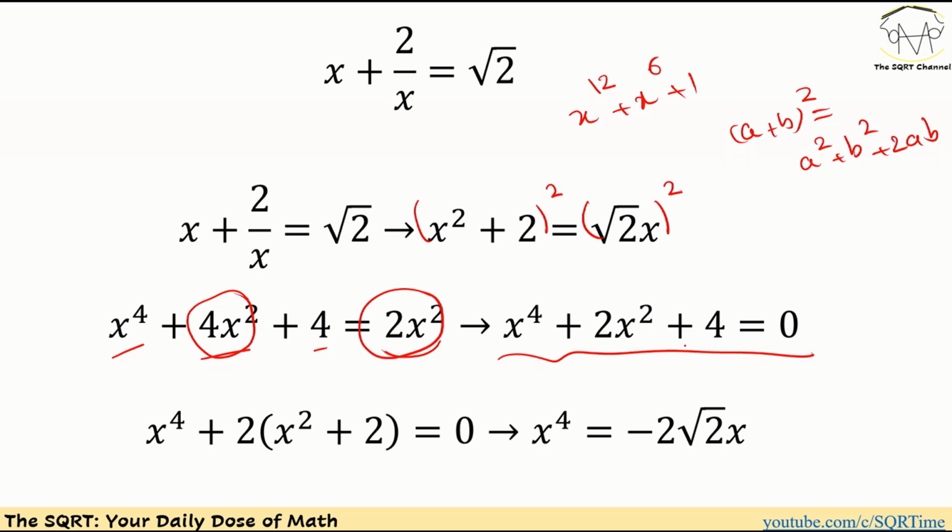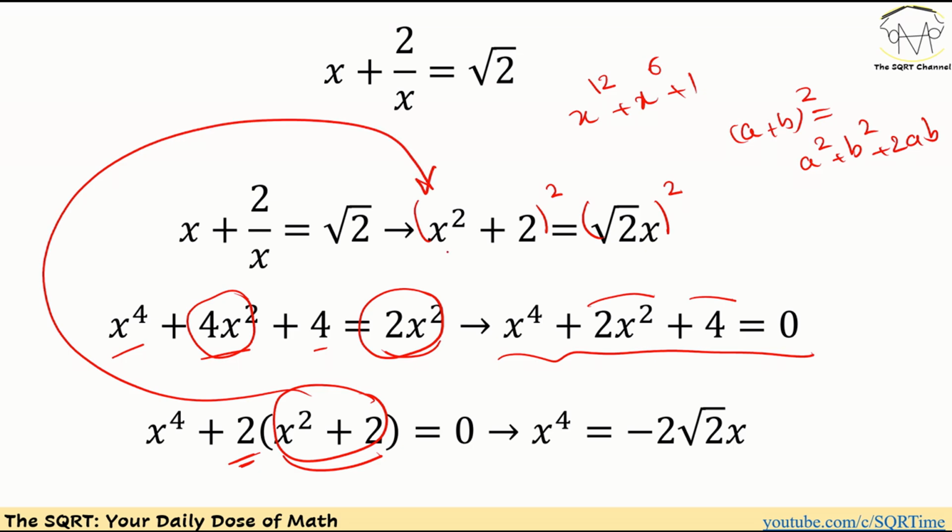I cannot easily simplify this, but there is a trick here. First, I'm going to take 2 from the second term and third term. If I do this, I will have x squared plus 2, and remember, I already know what I can do with x squared plus 2. To do this, let's remember where we started. x squared plus 2 can be written as radical 2 x. So I'm going to use radical 2 x here. Then x to the power of 4 is going to be negative 2 times radical 2 x. And this is something that I'm going to continue with.